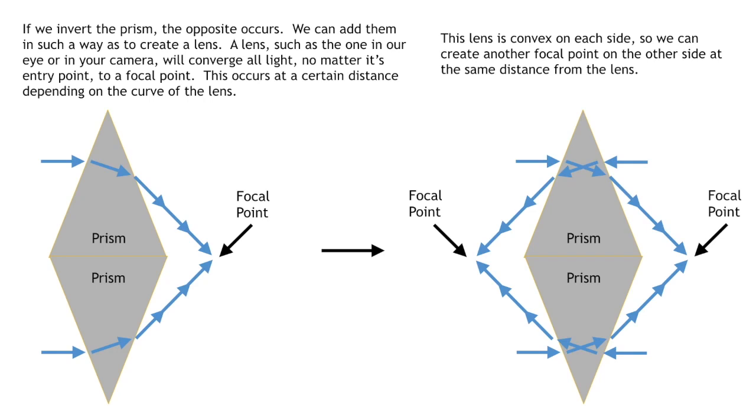This lens is a convex lens on each side, so we can create another focal point on the other side at the same distance from the lens. In other words, light travels through from left to right, and it's converged over here on the right side to a focal point, but equally the light can travel through going right to left and do the same thing on the other side, with a focal point on the left.